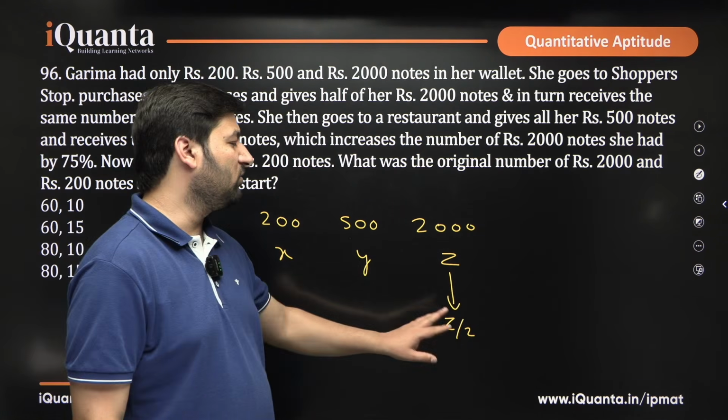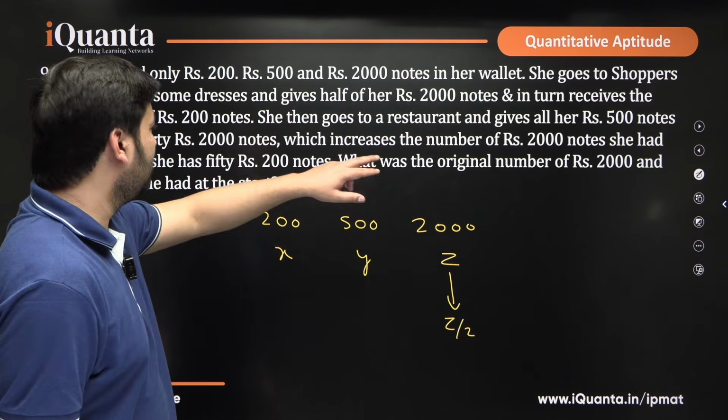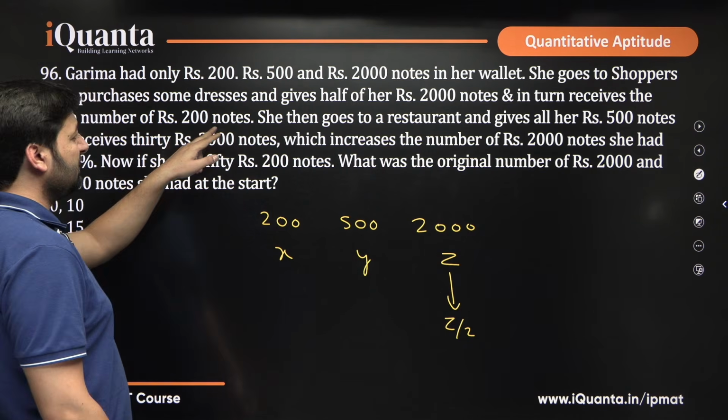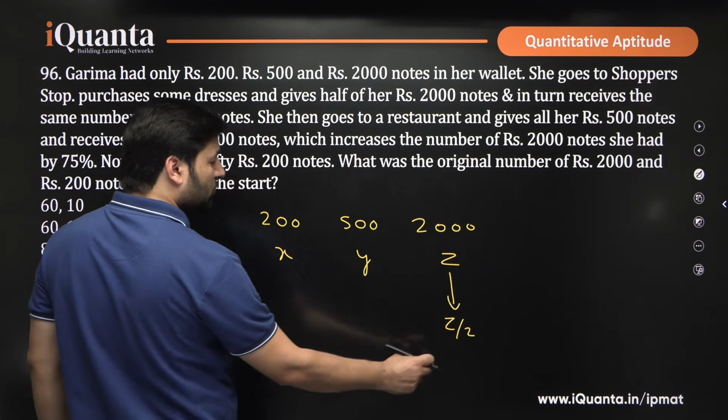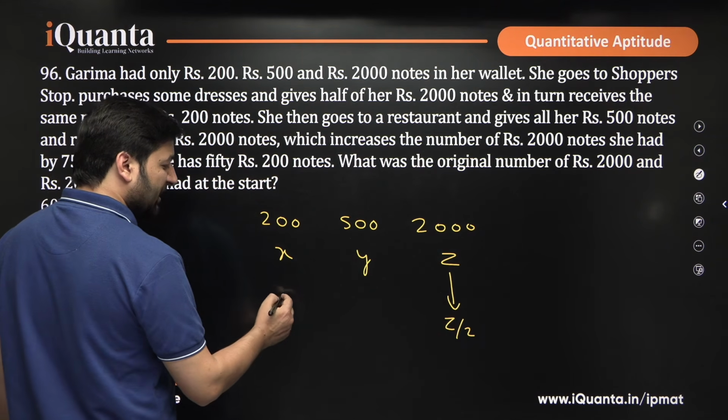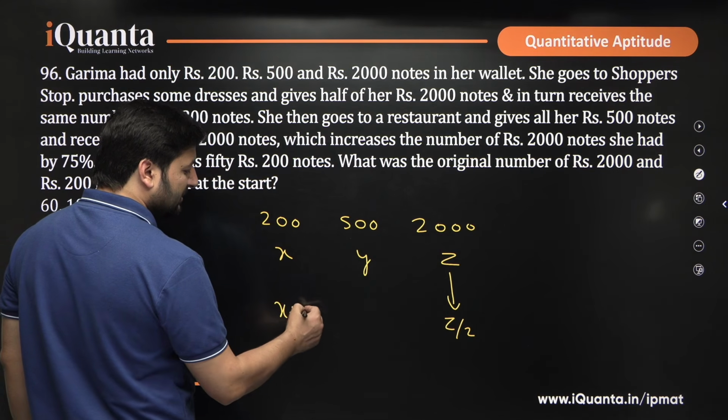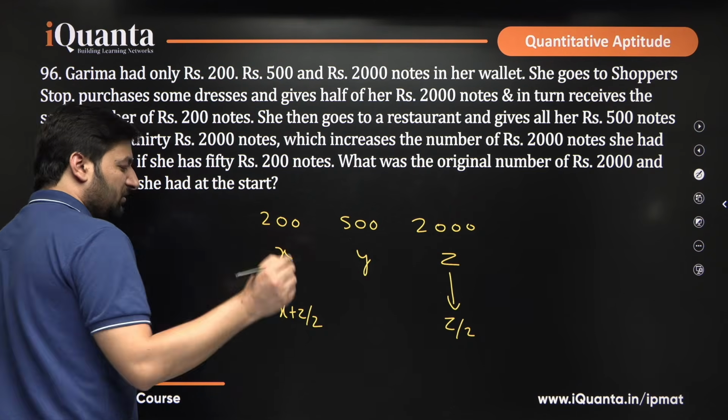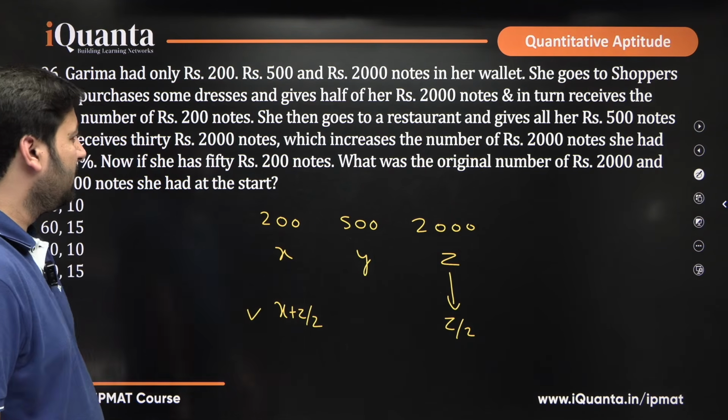Half of Z are gone, so Z by 2 notes are left. In turn, she receives the same number of rupees 200 notes. So, Z by 2 200 rupee notes were received. That means now she has X plus Z by 2 after shopping once. She had these many notes.